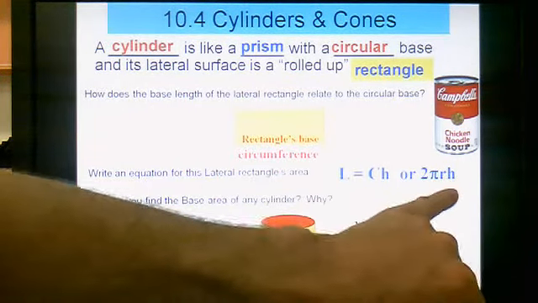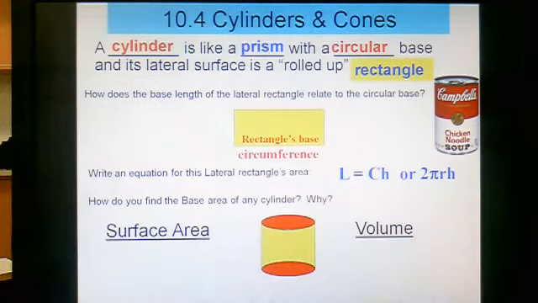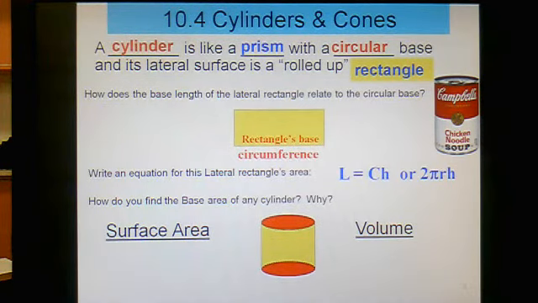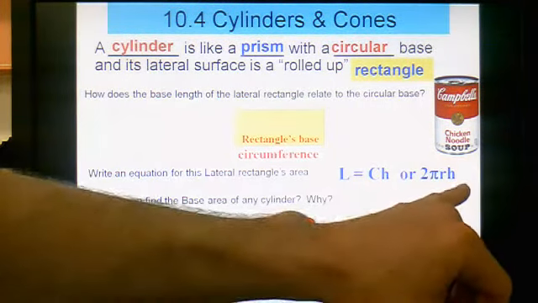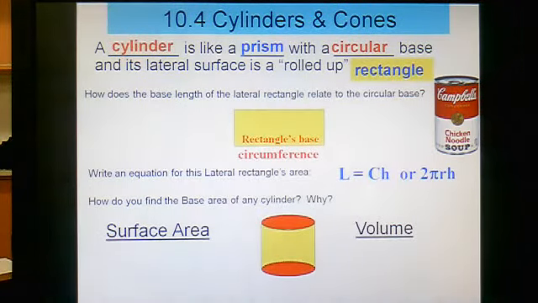This right here is the formula for that Campbell's soup label. 2 pi r times h. So you'll have to know the radius, and you'll have to know the height, and you have to multiply by 2 and pi. That's the capital L, my lateral surface. That's the area for that rectangle.